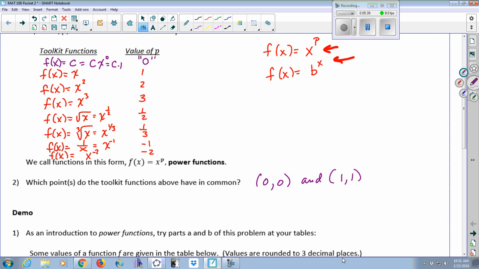Right. 0 isn't even in the domain of your reciprocal function and your reciprocal squared function. It's not even part of the domain. It's where your vertical asymptote is. So (0, 0) works for everything except your reciprocal function and your constant, because your constant function has an output that's constant. So it doesn't have (0, 0). So even though your book lists this, I don't agree with that. It does not work for all.